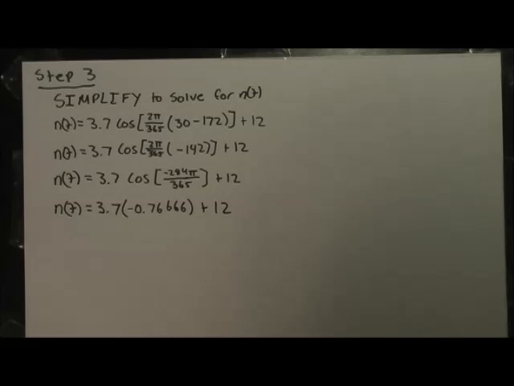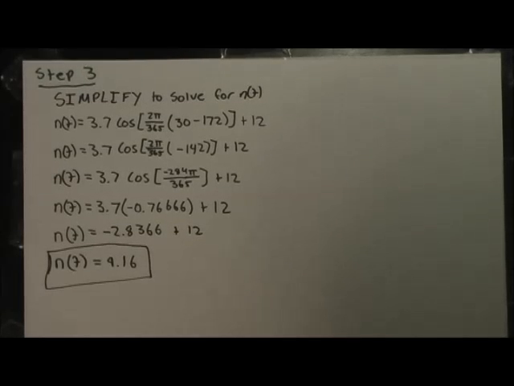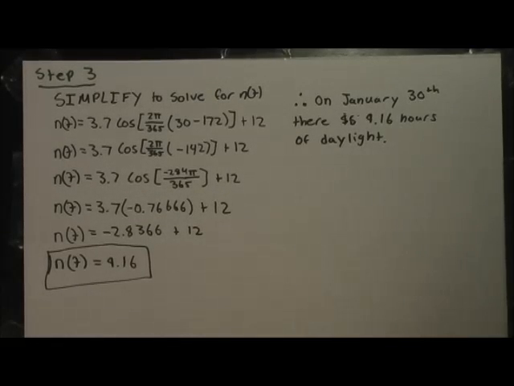The next step is to multiply negative 0.76666 by 3.7. Our new equation is now n of t is equal to negative 2.83366 plus 12. After doing this simple adding problem on my calculator, I have come up with n of t is equal to 9.16. The final step to completing this problem is to create a sentence answer. In order to come up with a good therefore statement, you must put your answer into the context of the problem. Here's mine. Therefore, on January 30th, there is 9.16 hours of daylight.